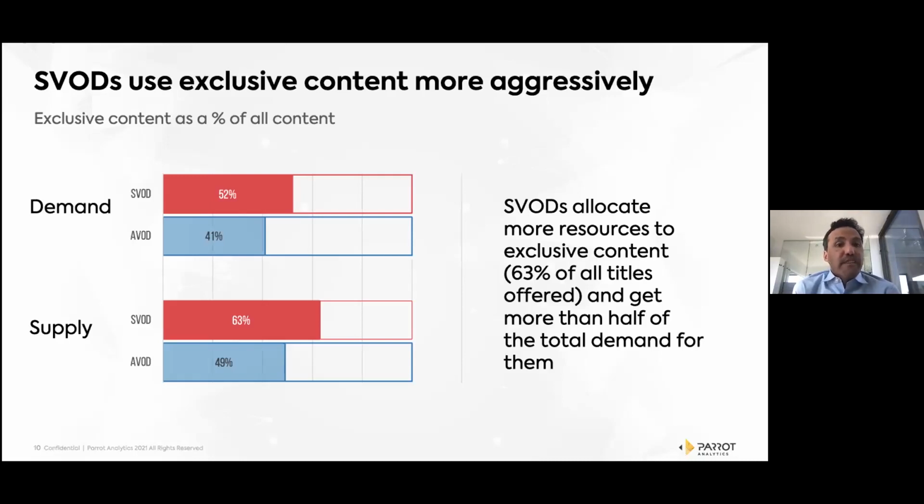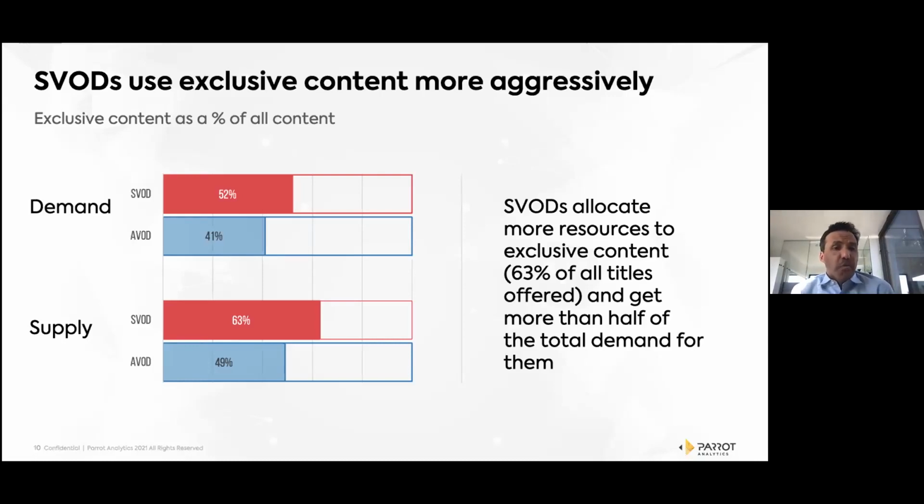And then on the demand side, we see that more than 50% of the demand they're getting is coming from these exclusive titles. And again, that's what we were expecting. In any case, it signals that the non-exclusive content is also important, right? Because the exclusive content can only take you to 52% of the demand. The rest of the demand is going to come from all of these titles that they have to license, and these are titles that may be licensed across different platforms.